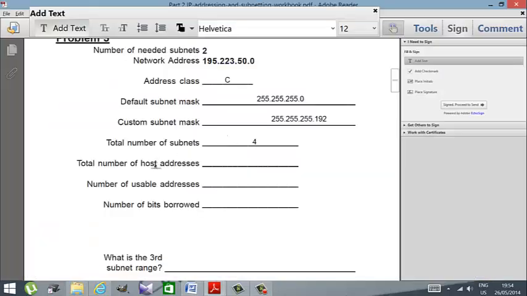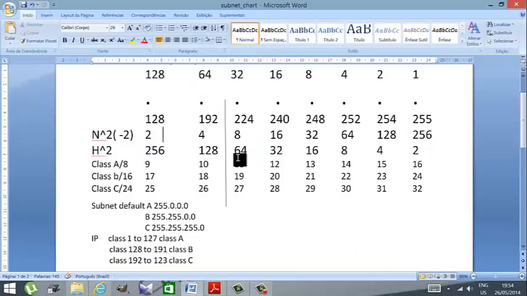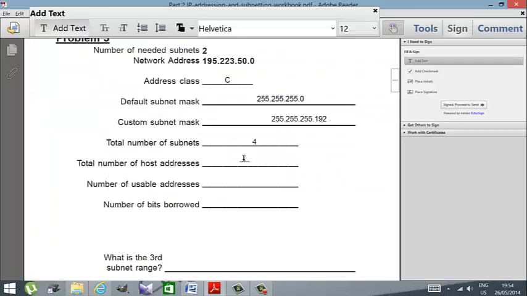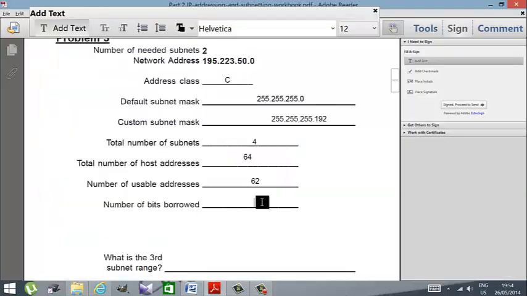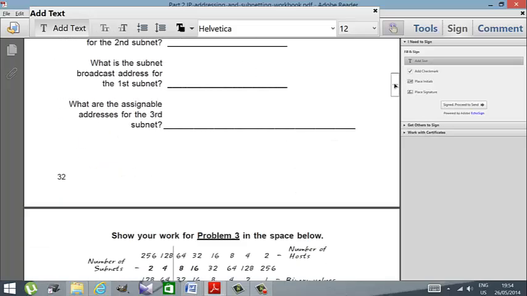Question: total number of host addresses. In our chart we have here 4 subnets, and on the right 64 host addresses. So the total number of host addresses is 64. Number of usable addresses is just 64 minus 2, so 62. Number of bits borrowed. To get 4 subnets we took 1 place, 2 places, so 2 bits borrowed. And we answered the first part of this questionnaire.